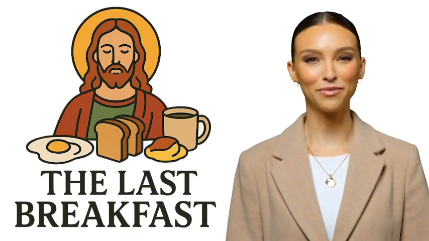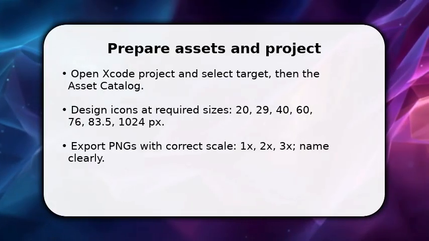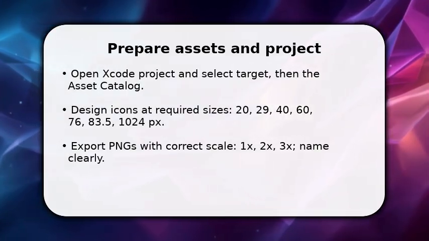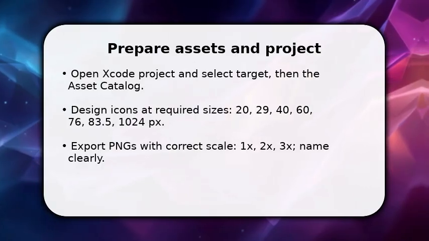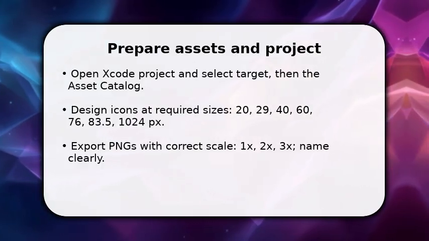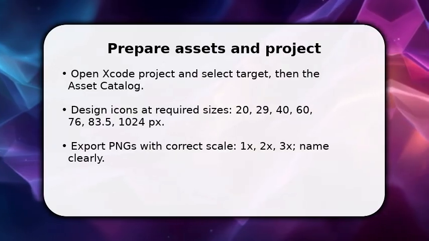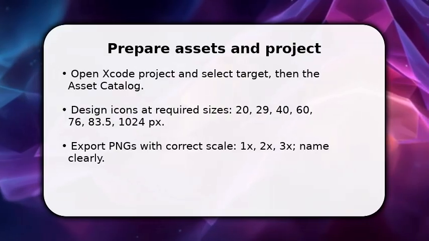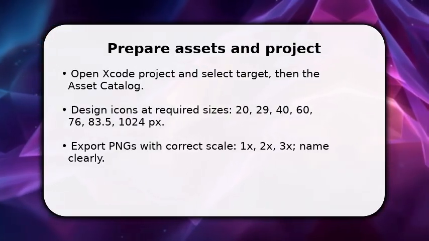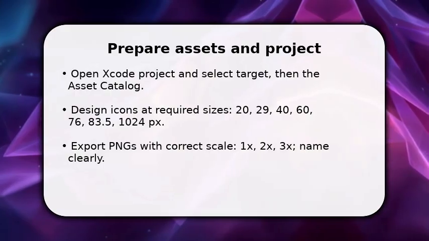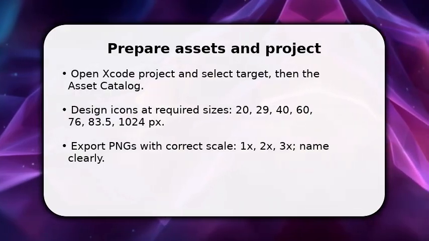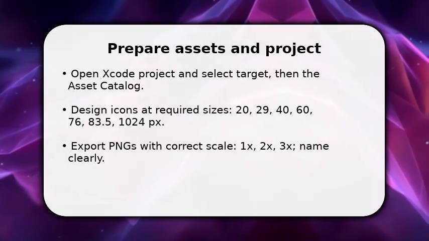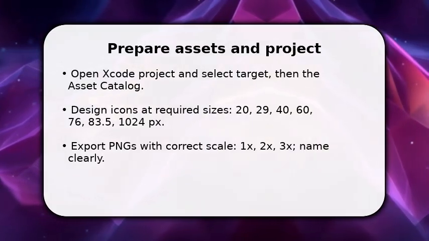Please enjoy the video. You start by preparing the assets and opening your Xcode project. Once done, go to the target's asset catalog and locate the app icon set. You need correctly sized PNGs for each slot, 20 through 1024 pixels, and the proper 1x/2x/3x scales. This prevents runtime scaling issues. Make sure image backgrounds and corner radii match iOS guidelines so the system mask doesn't distort your artwork.